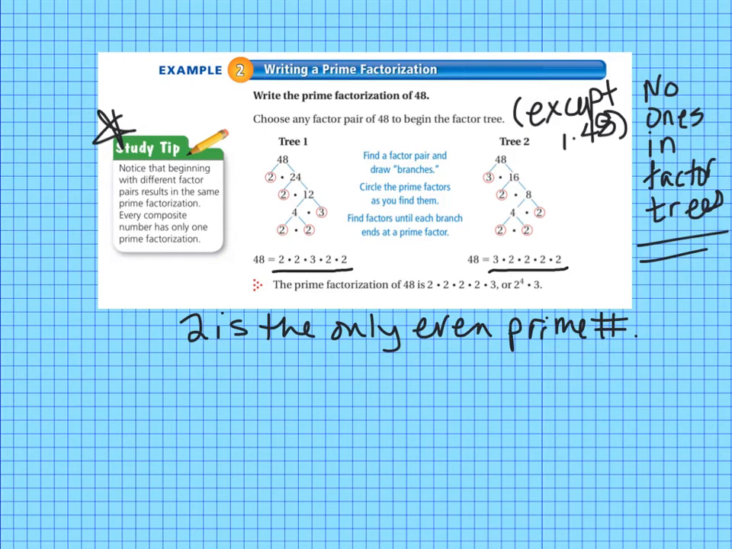And even though these are in different orders, they're exactly the same because they have the same numbers in them. So the prime factorization of 48 is 2 times 2 times 2 times 2 times 3, or 2 to the 4th power times 3.